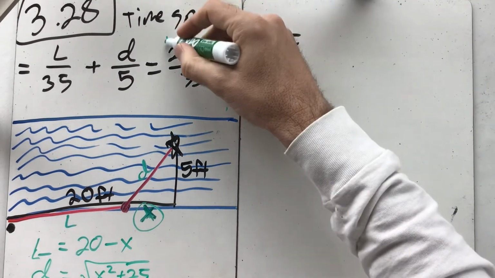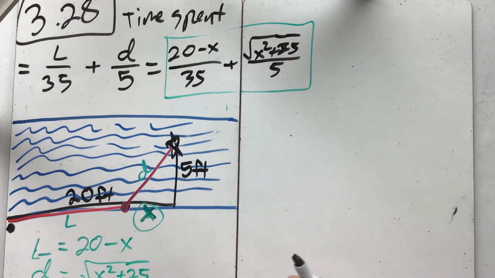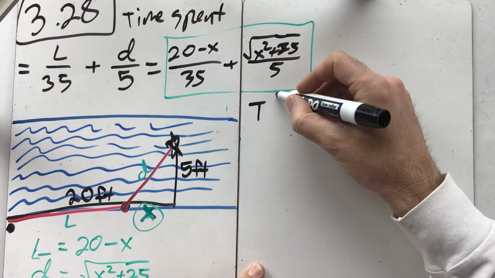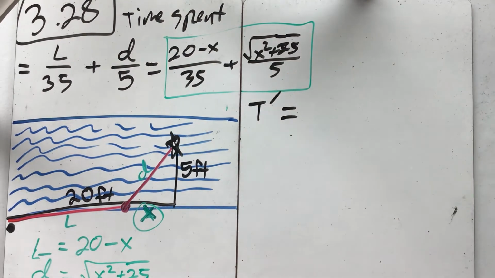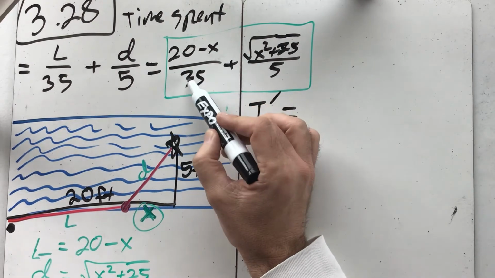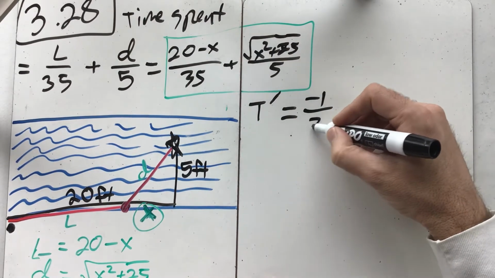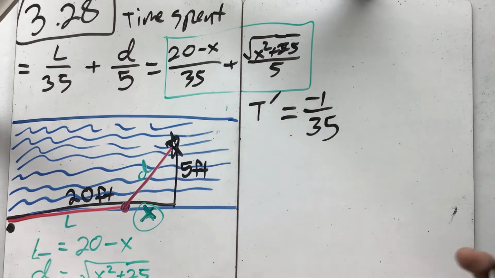And so this is the equation that we now want to find the minimum of. So what does that mean? It means we just take the derivative and go for it. So let's call that t. And we'll take the derivative, and we'll call the derivative t prime. Okay, so t prime, this first part, it may look really complicated, but notice it's the same as a constant, 20 divided by 35, minus 1 over 35 x. So this is just negative 1 over 35. You could have done the quotient rule or something like that, but it's really completely unnecessary. Just negative 1 over 35 is what that is.